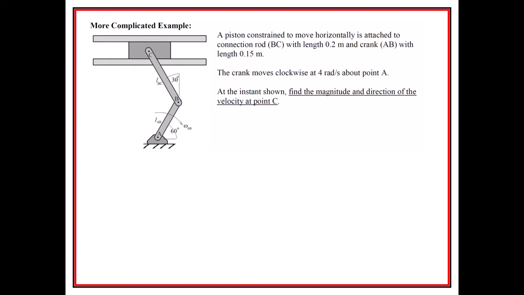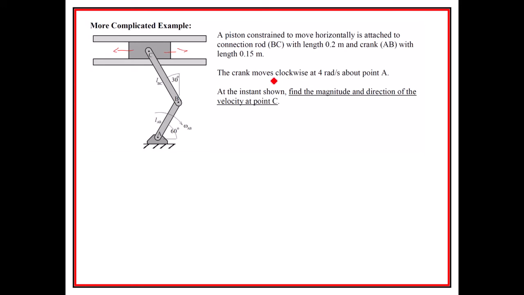So we have this piston, and it's constrained to move horizontally, right? So it's going to move this direction either back and forth, and it's attached to a connecting rod BC and a crank AB, right? So if you can imagine, this is a weird-looking engine, but this would be like the crankshaft would be AB, and the connecting rod, sometimes called a con rod, would be BC, and then this would be the piston right up in here.